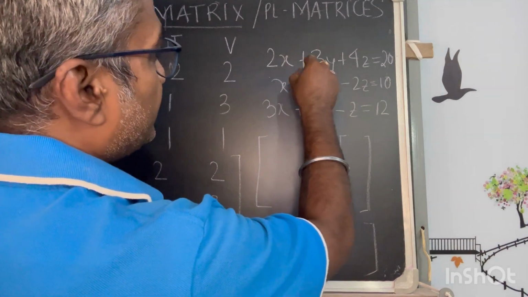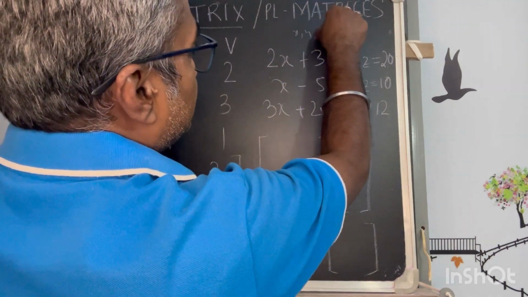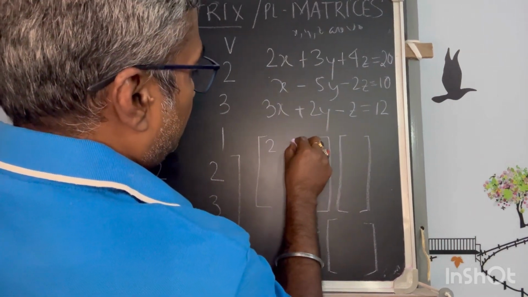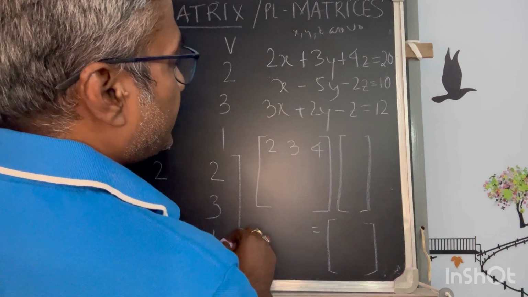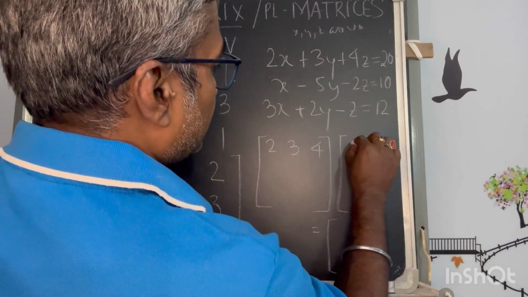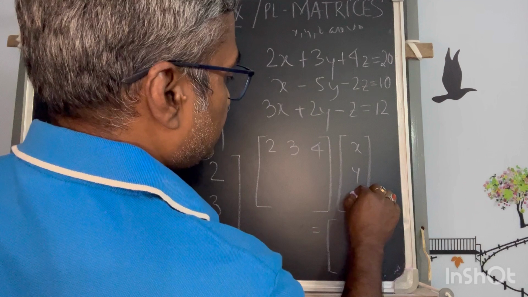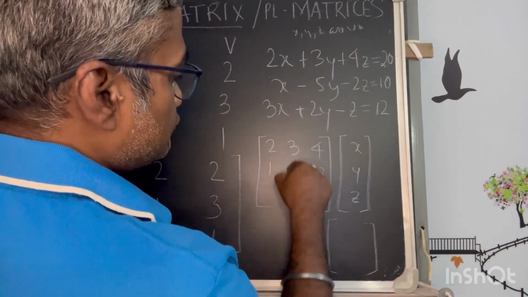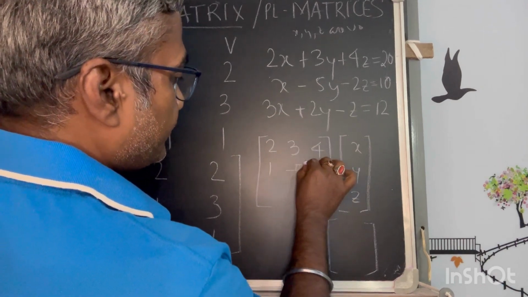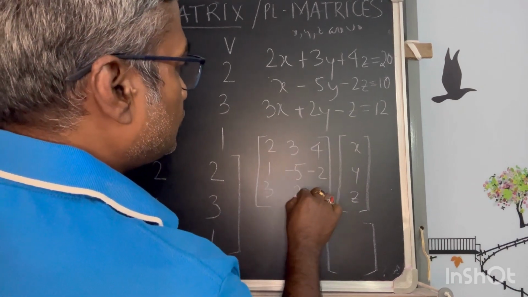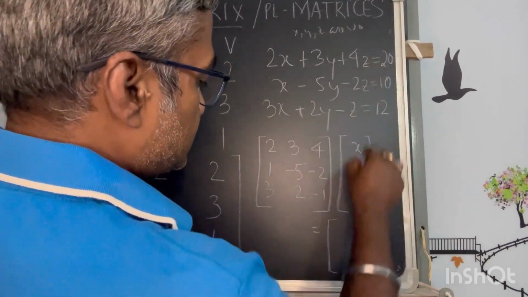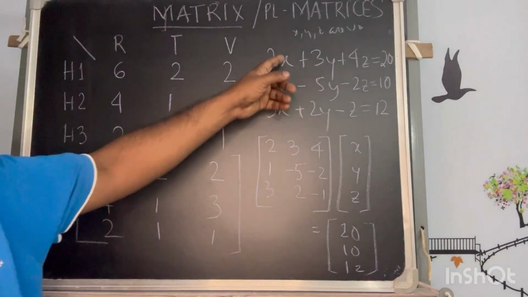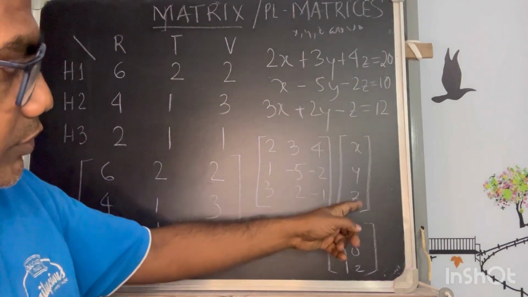The coefficient of the variable, because we are assuming x, y and z are variables and these are their constants. So the constants can be kept inside one bracket, and the variables can be represented in x, y, z form. In this case 1, minus 5, minus 2, this will come along with the sign. This is 3, 2, minus 1, and the result is 20, 10. So this x is coming in 3, so I'm putting it 3.